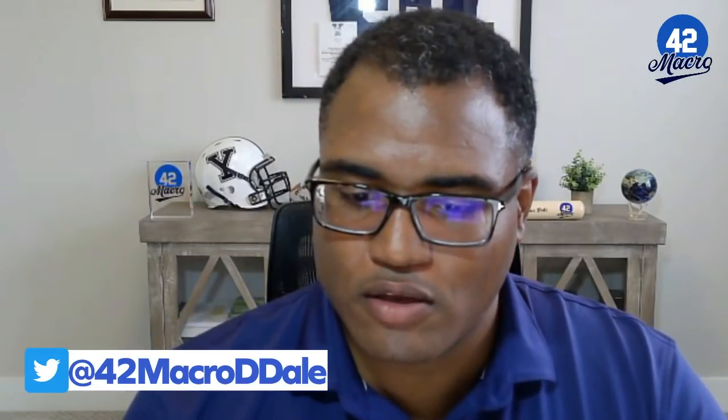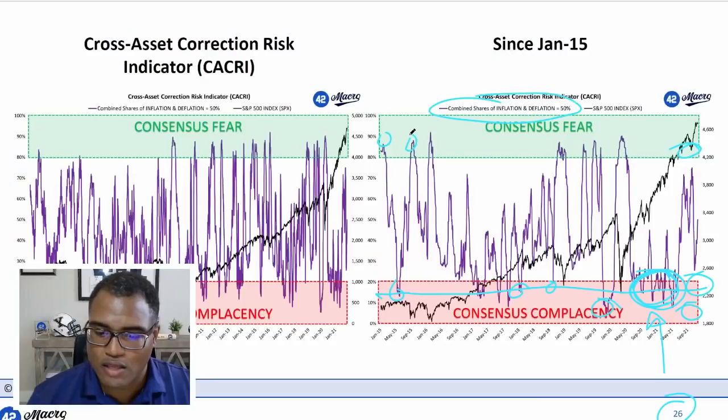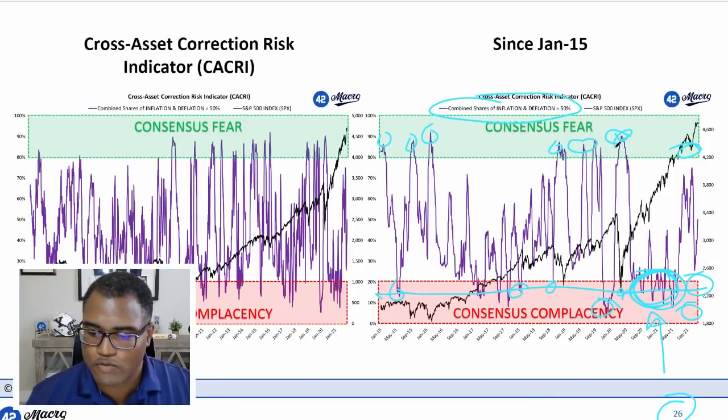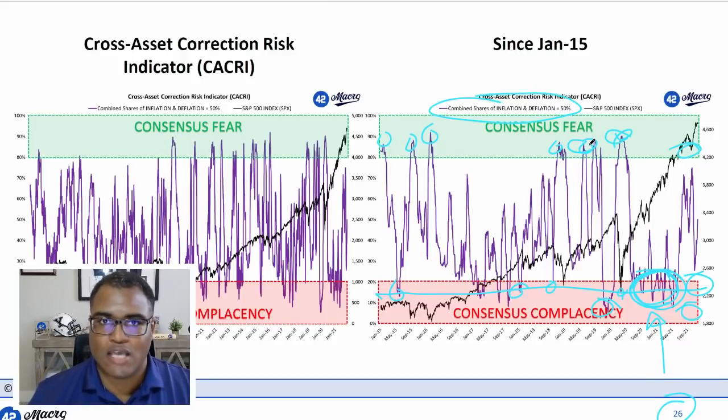Same thing on the upside. CACRI tends to peak in the high 80s, low 90s whenever you've been on the other side of a market crash, whenever you've been on the other side of a big drawdown in stocks or a big drawdown in risk assets. So if you get a big drawdown in risk assets, let's say in the first half of next year, we'll see CACRI get to here and say, hey, no, we've got to start buying.